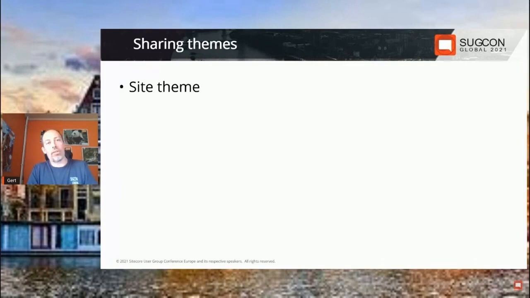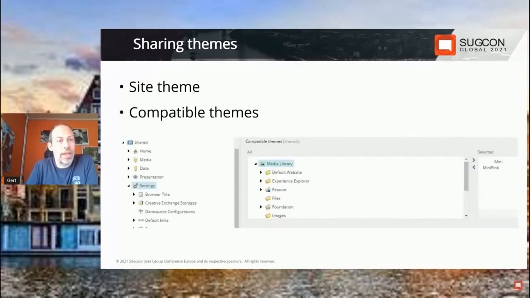You can also share themes. So the themes are your CSS and JavaScript for your site. Of course, a site can have its own theme, but you also have compatible themes. You can set those in the settings item of the shared site. We have two here that can be selected from, and those two themes will be available to all the sites within that tenant. So this is a way to share themes.